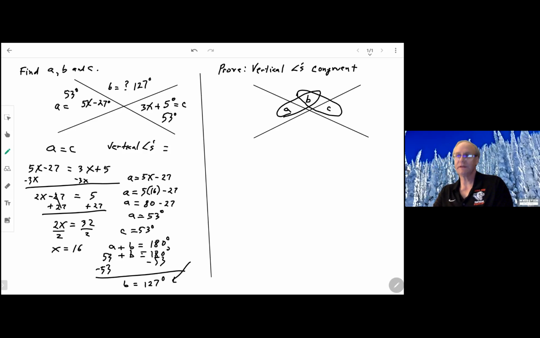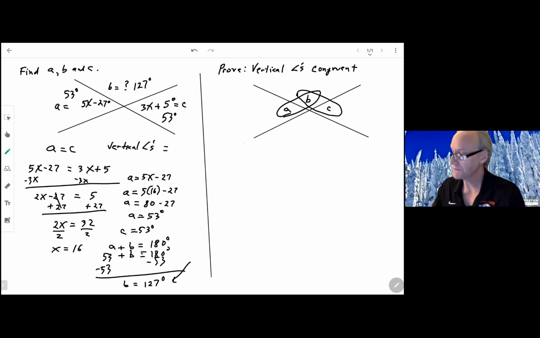Before I write a single thing on the paper, I have to understand that that's where I'm going, that I'm going to end up with A is equal to C. And the way I'm going to get there is by adding A and B, and they're equal to 180, and I'm adding B and C, and they're equal to 180. And when I subtract B and take B out of the equations, A is equal to C. And then I know that those vertical angles are always congruent. Notice that there's no values being worked with here.